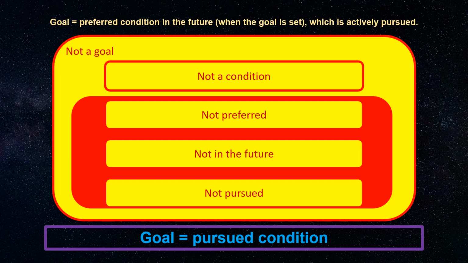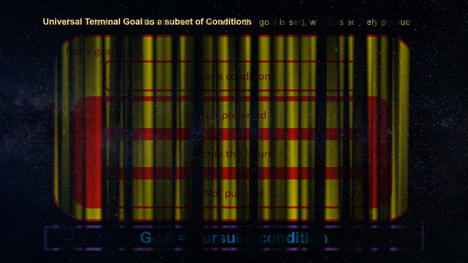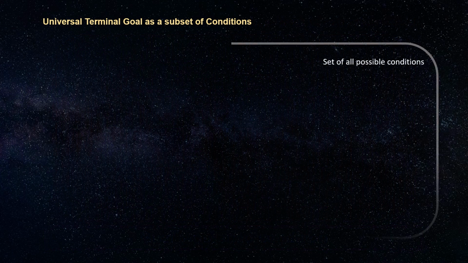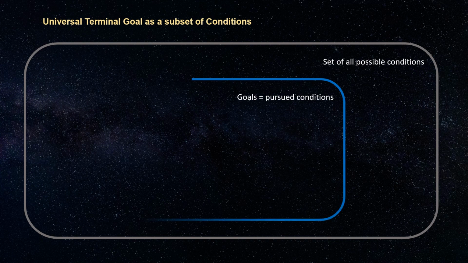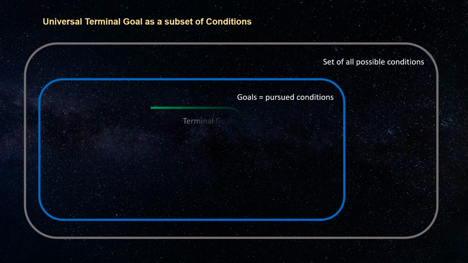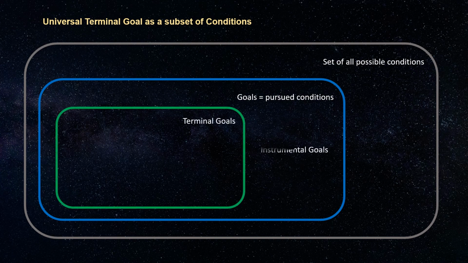Hence the definition of goal can be simplified. It's just a pursued condition. Let's start with a Venn diagram for the set of all possible conditions. The set of all goals can be represented as a subset, because they are simply pursued conditions. The set of all terminal goals can be drawn as a subset of all goals. The rest is the set of instrumental or enabling goals.